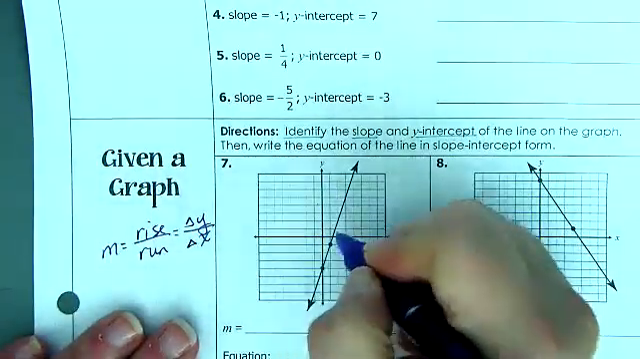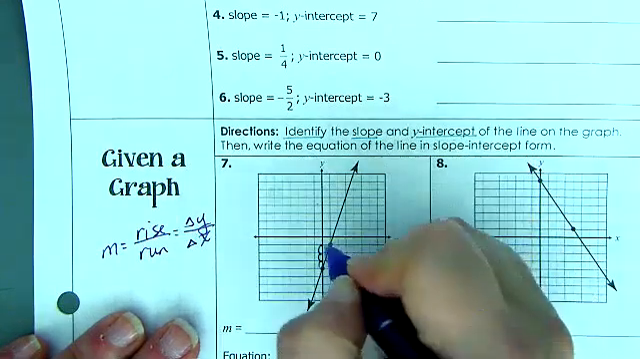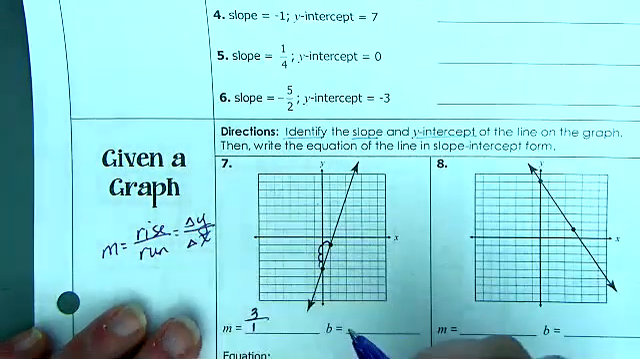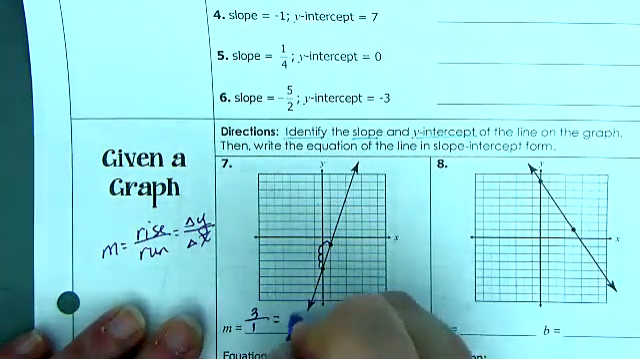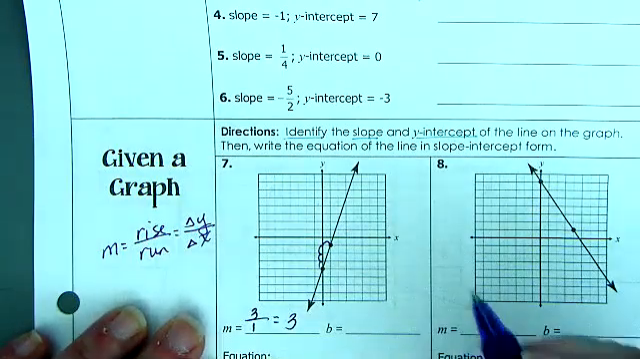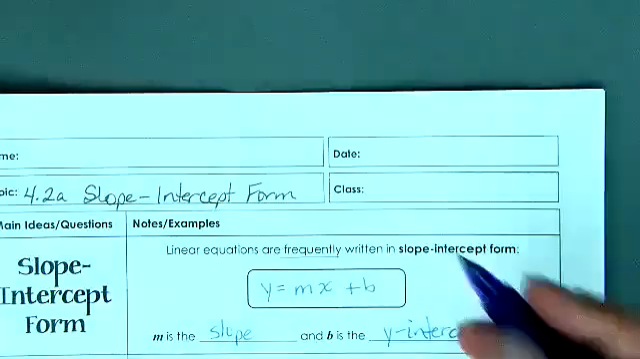I think it's easier to just count. So I've got 1, 2, 3 is my rise, 1 is my run. So I'm going to have 3 over 1, which equals 3. And then the b is where it crosses the y-axis. So let me add that back up here.